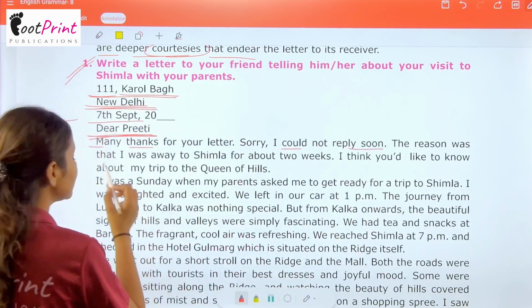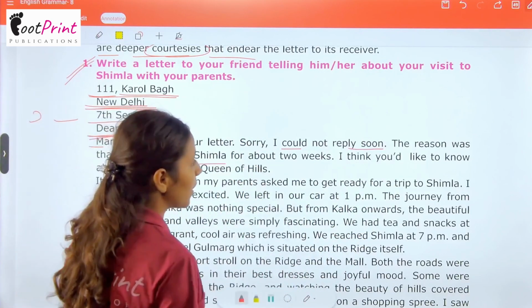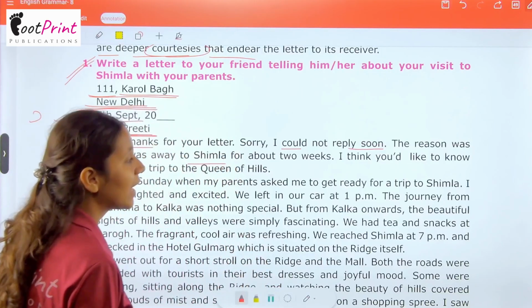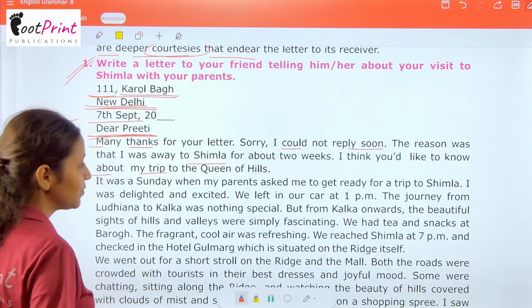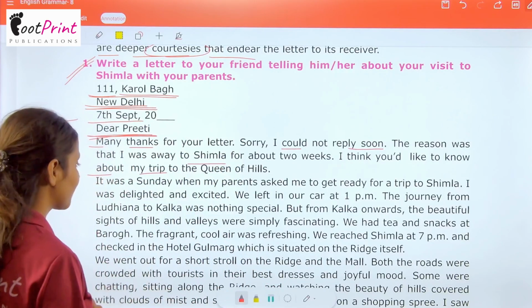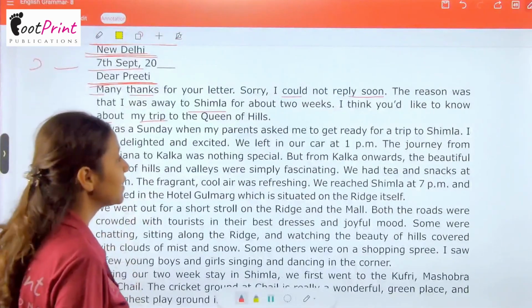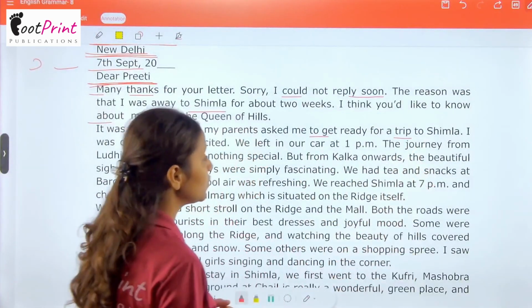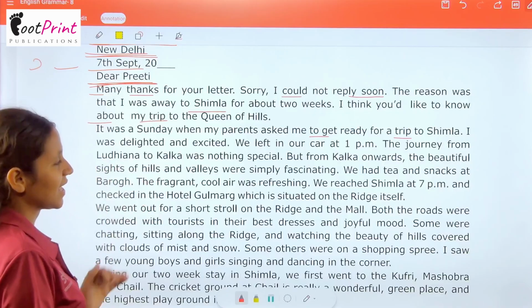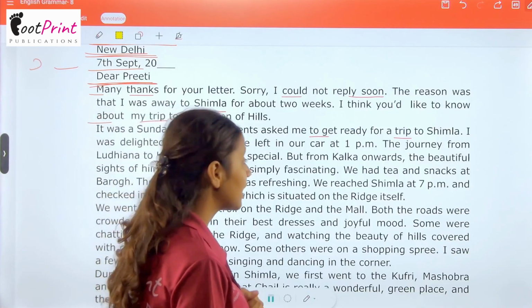The reason was that I was away to Shimla for about 2 weeks. I think you would like to know about my trip to the Queen of Hills. It was a Sunday when my parents asked me to get ready for the trip to Shimla. I was delighted and excited. We left in our car at 1 p.m.